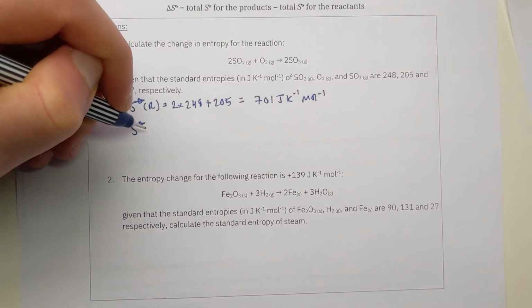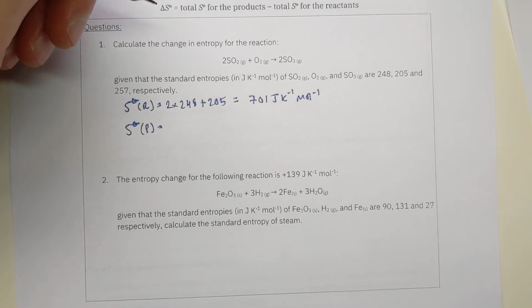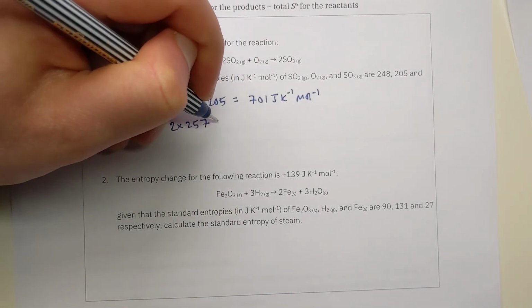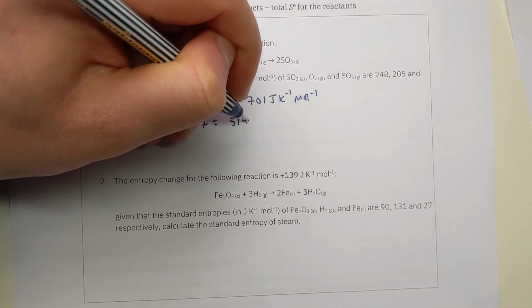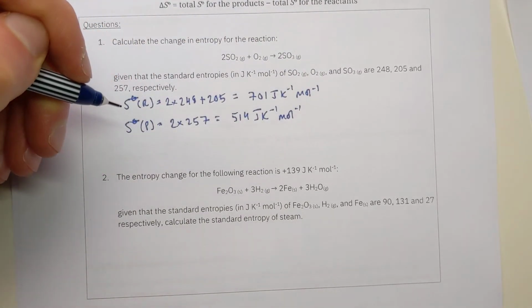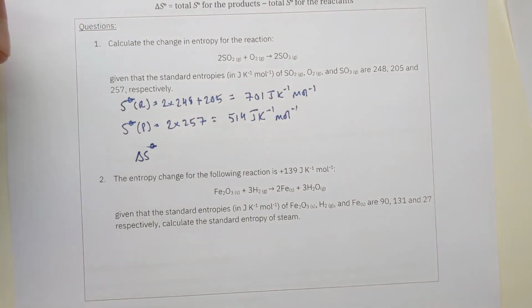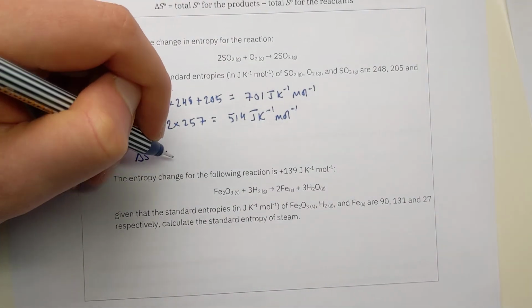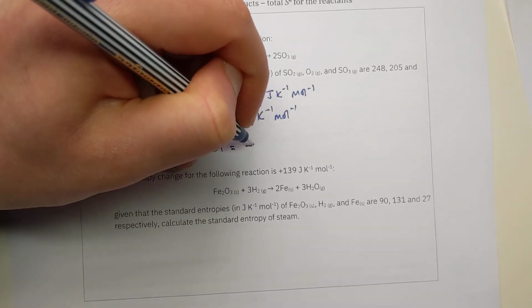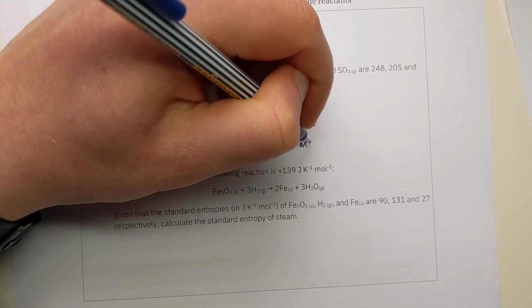My entropy of my products is just 2 moles of SO3. That value is given as 257 in the question. So 2 times 257 equals 514 joules per Kelvin per mole. To calculate the change in entropy, I just need to do entropy for my products minus entropy for the reactants. So it's going to be 514 minus 701 equals minus 187 joules per Kelvin per mole.